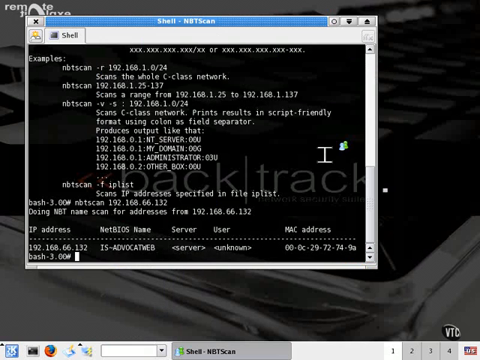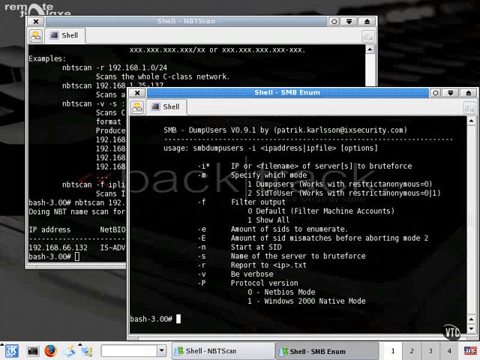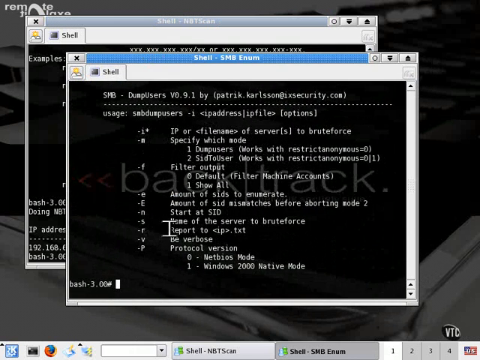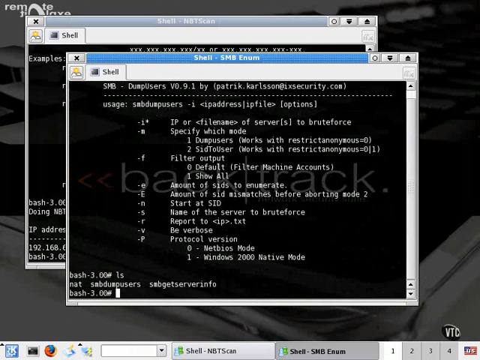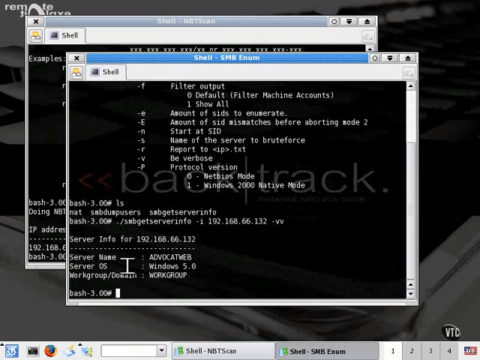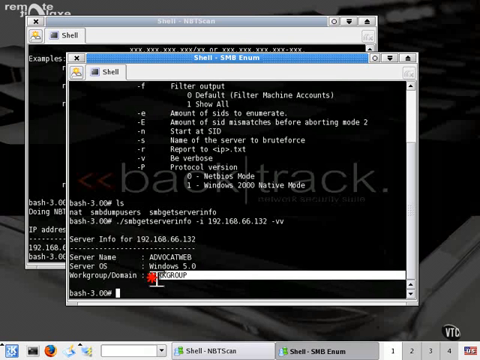We're going to break out our SMB Enum utility, which is actually a two-part, which is dump users as well as servers. So the first one we're going to do is the SMB Get Server Information. We specify an -i switch and the IP address, and we want that to be verbose output, so we're going to specify that. Here's another great example. Advocate Web is going to be the server name. It's running Windows 5.0. Again, if we don't know that at this point, this is a great place for us to start. We know it's Windows 2000, and we also know what domain it's a member of.